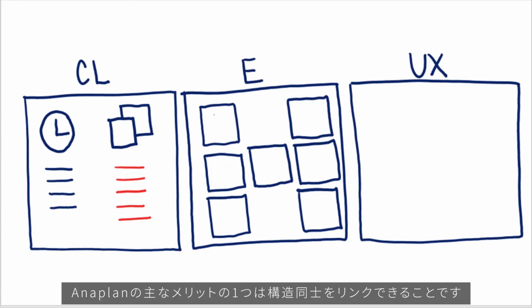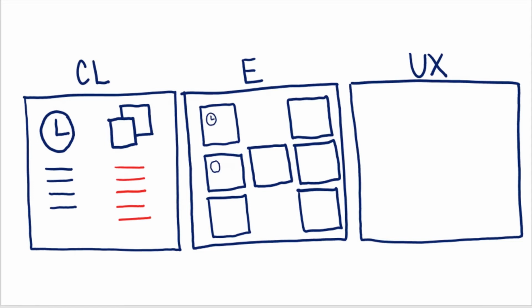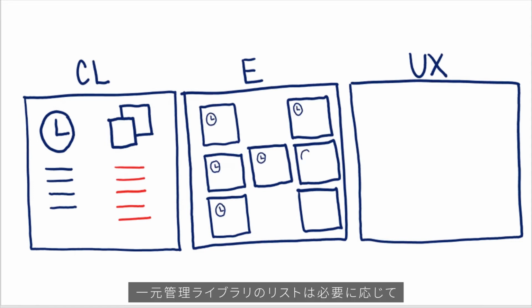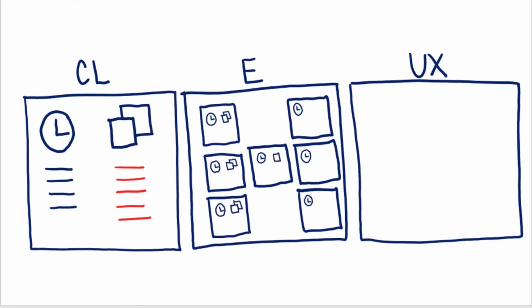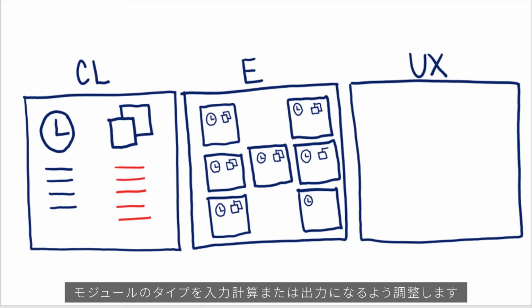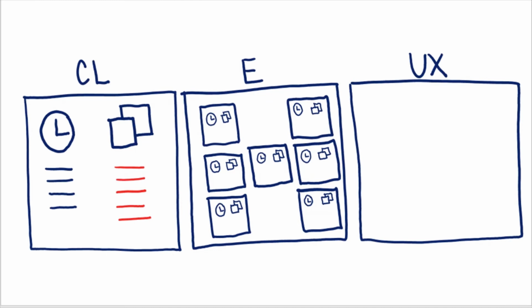A key advantage of Anaplan is the ability to link these structures together. This means only the appropriate dimensions are needed for certain calculations, leading to increased efficiency. The lists from the central library can be reused and combined with time and versions as appropriate. The resulting modules are then tailored for the type of module, be that input, calculations or outputs. So a model will consist of lots of smaller modules rather than one big cube.